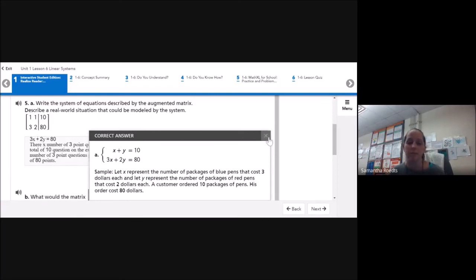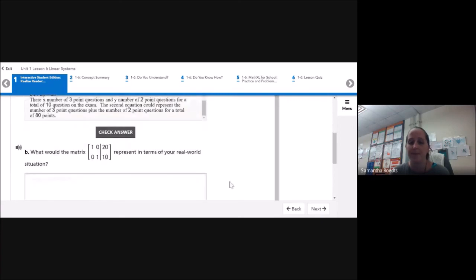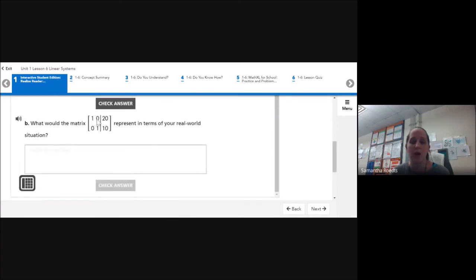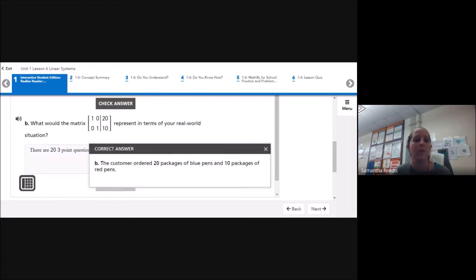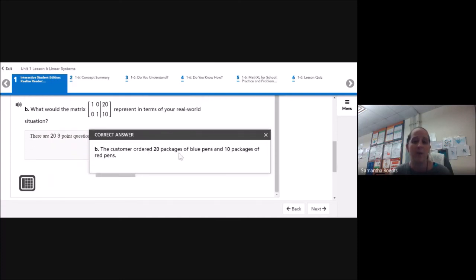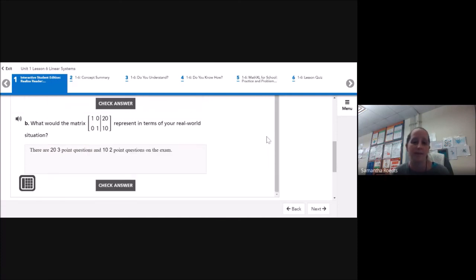Could be anything. Doesn't have to be questions on a test. It could be packages of pens, okay, that cost $2 each. Anything like that. Okay. What would the matrix 1, 0, 20, 0, 1, 10 represent in terms of your real world situation? Well, in this case, there would be 1 for 3-point. There are 20 3-point questions and 10 2-point questions on the exam. Okay. For the packages of pens, it would have been 20 packages of blue pens and 10 packages of red pens. Okay.